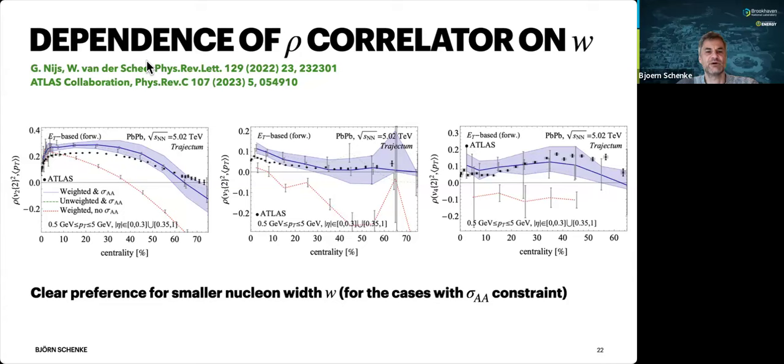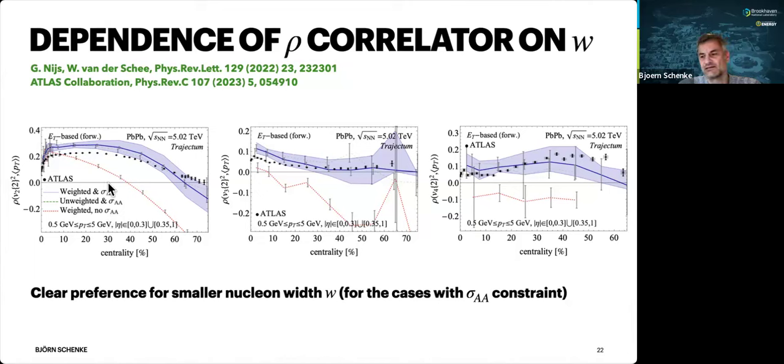And you see in this other paper where they included this nucleus-nucleus cross-section constraint, they preferred this small nucleon size. In that case, they also described the data much better for this rho correlator. So this is the same thing that I showed you in the previous slide. These plots are a little bit cleaner because they don't have so many curves. But this is the rho 2, the rho 3, and even the rho 4. And what they call weighted and sigma AA, and sigma AA means they include this constraint for the nucleus-nucleus cross-section. And the red one is where they don't include it.